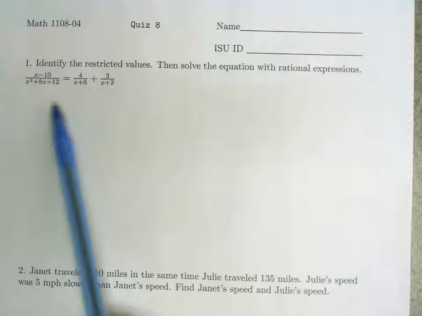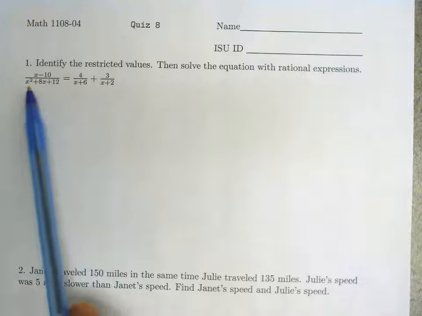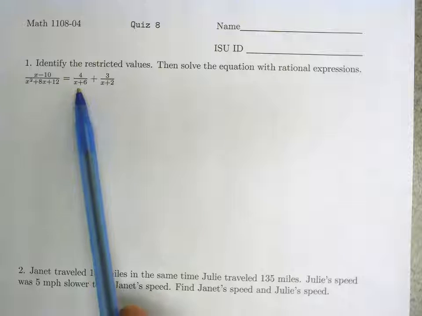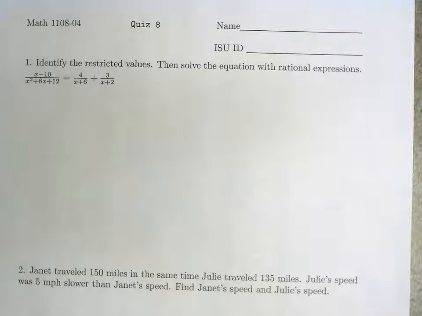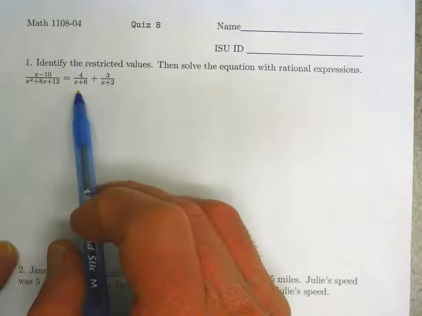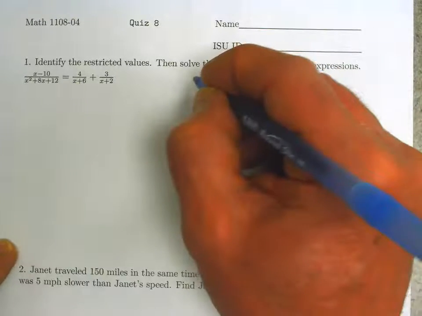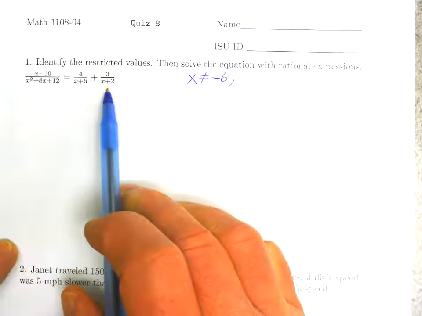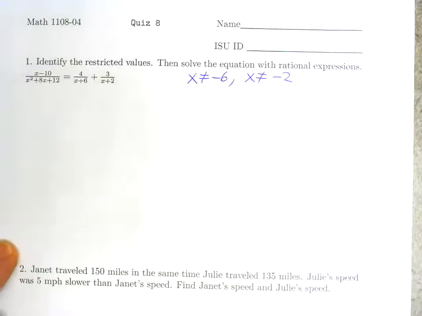So the first thing we do is find the restricted values. It turns out that this denominator, x squared plus 8x plus 12, is just the product of the other two denominators, x plus 6 and x plus 2. And so the restricted values, one of the x values that makes a denominator 0 is negative 6. So one restricted value, we say x cannot be negative 6. And then the other denominator, x plus 2, means the other restricted value is negative 2.